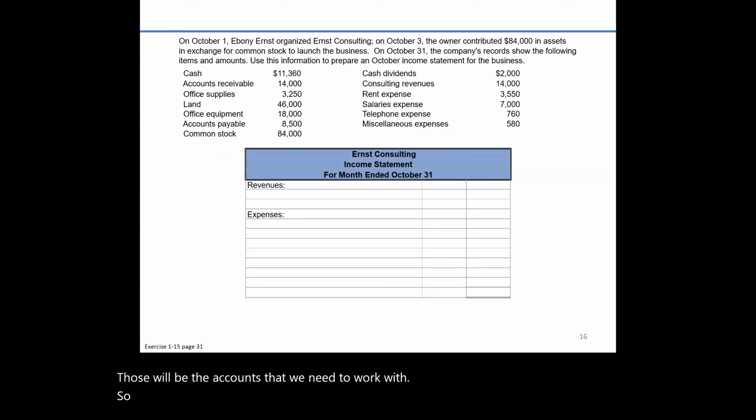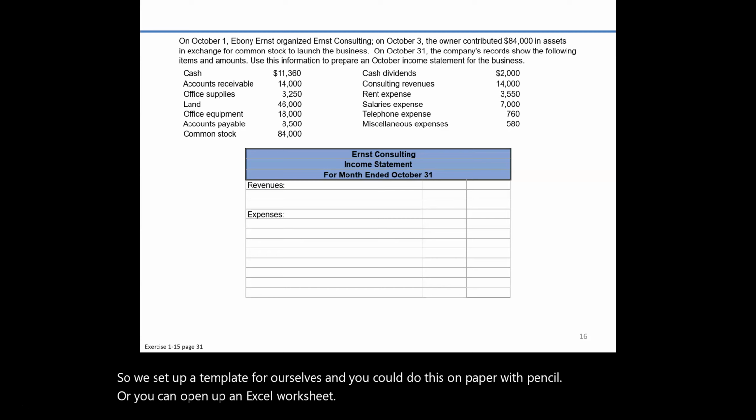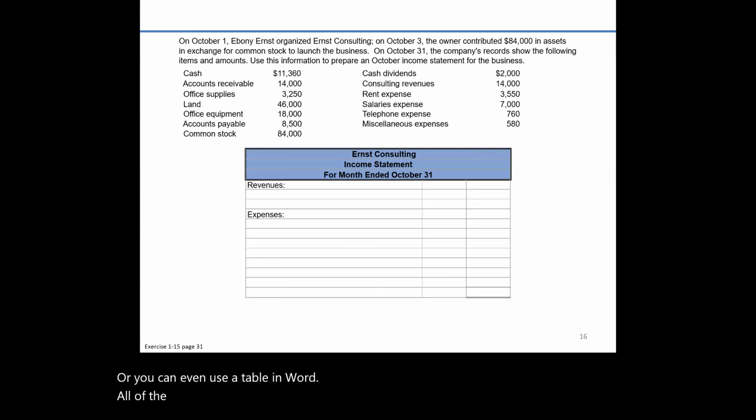So we set up a template for ourselves. You could do this on paper with pencil, or you can open up an Excel worksheet, or you can even use a table in Word. All of the statements have that 3-line header in common: the name of the company, the name of the statement, and the date or period for that particular statement. Income statement is a period statement. Therefore, we use month ended, and in this case, it's October 31st. And we're going to use a simple single-step income statement.